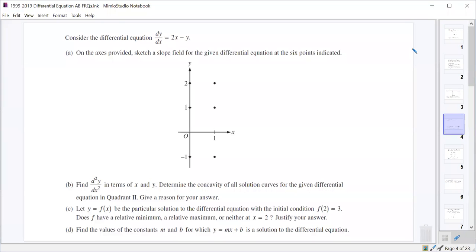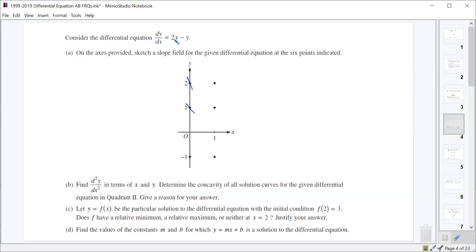All right, so this one was, I believe, from 2015. Part A just wants you to sketch the slope field at the 6 different points that they give you. So you really just want to plug in each point and figure out what you get. At x equals 0, y equals 1, it should have been a slope of -1. 0, 2 should have been a slope of -2, so steeper. Maybe not quite that steep. Maybe like that. That looks better.